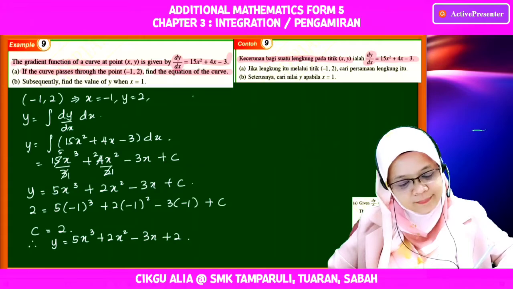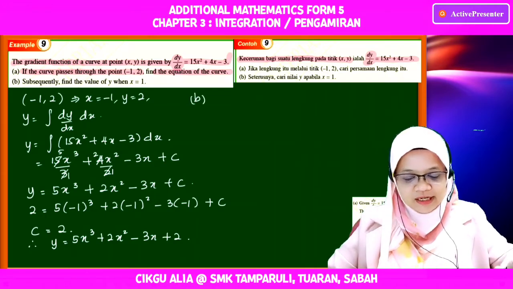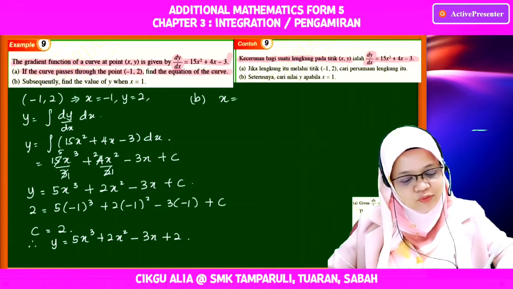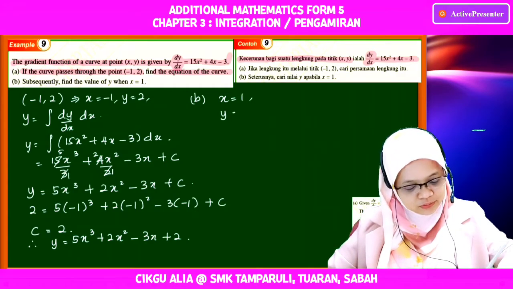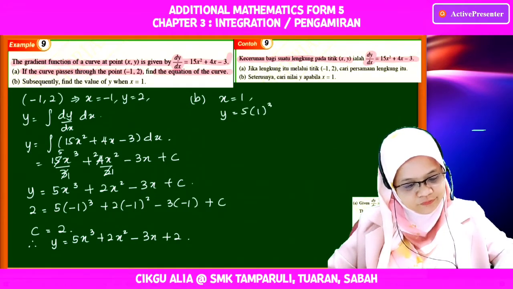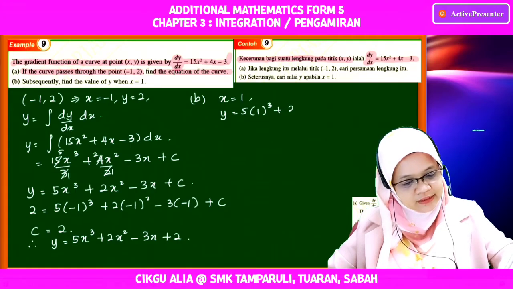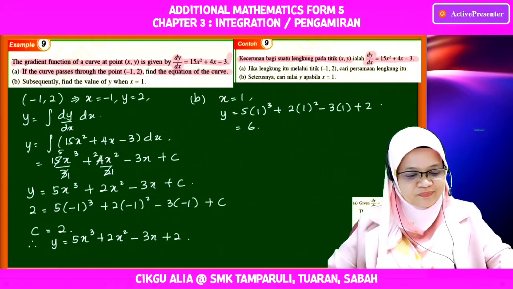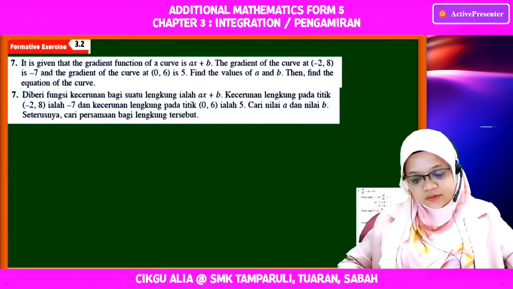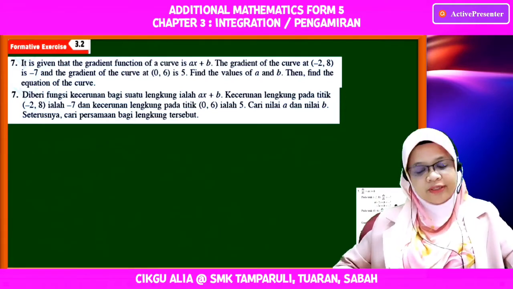Now part B. Subsequently, find the value of y when x equals 1. So when x equals 1, y equals, substitute x by 1, 5 times 1 to the power of 3 plus 2 times 1 squared minus 3 times 1 plus 2. And we get y here equals 6. Okay, boleh? Okay, kita bincang lagi satu soalan from formative exercise 3.2.